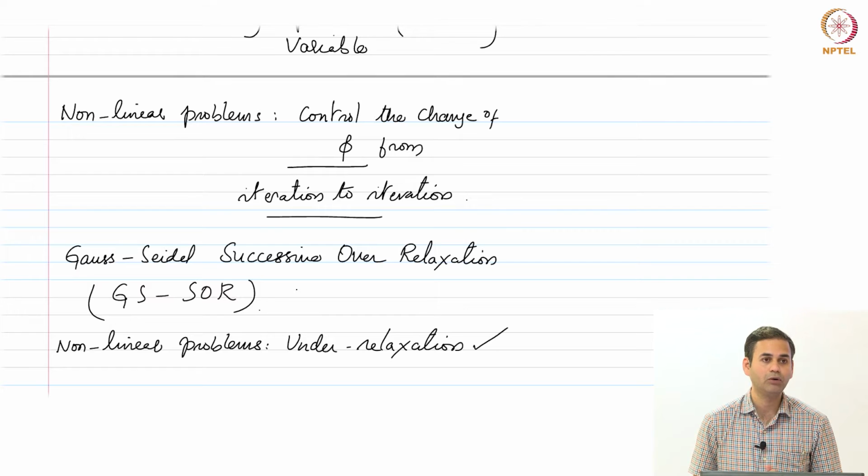Now, how did we find out about this over relaxation? Any ideas? Gauss-Seidel was an iterative method. How did we find out about over relaxation in the first place? Completely by accident. Essentially, before the advent of computers, people were paid to do these Gauss-Seidel iterations manually.